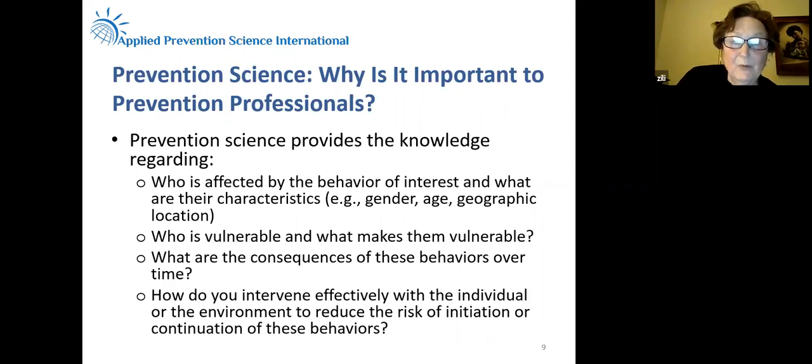But it is important, because prevention science gives us the information about who's affected by the behavior so we can target our interventions. Who's vulnerable and what makes them vulnerable, so we can really select interventions that meet the needs of those particular groups. The consequences of these behaviors and how those consequences change over time, and how to intervene effectively with individuals or the environments to reduce the risk of initiation of the behaviors that we're concerned about, and certainly the continuation and progression of them.